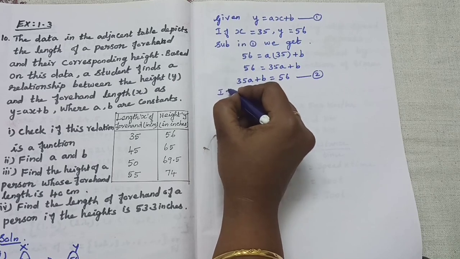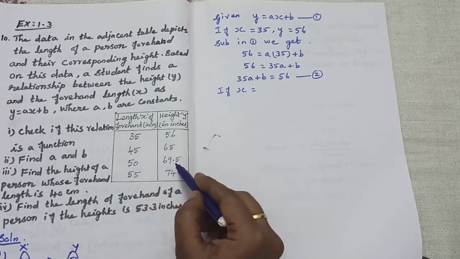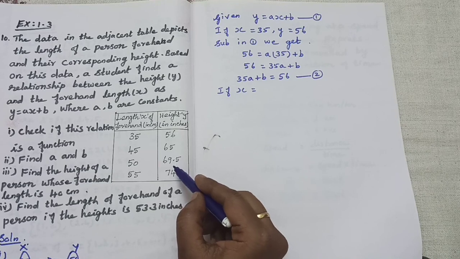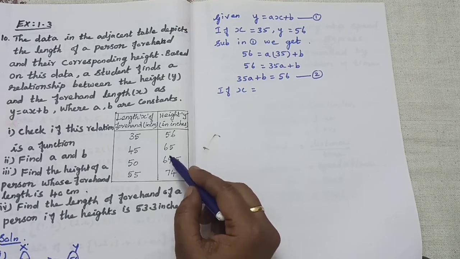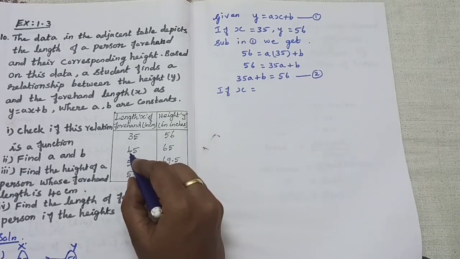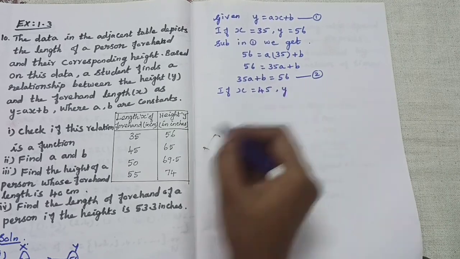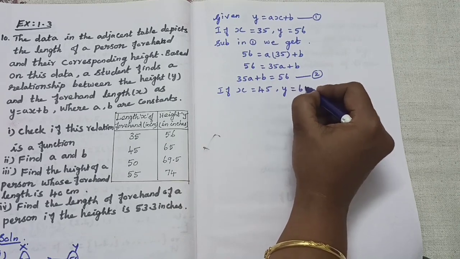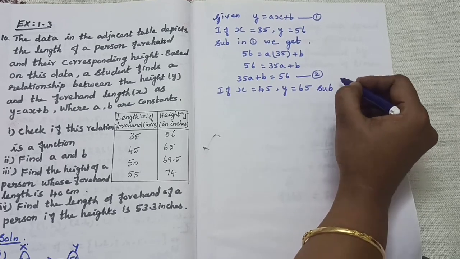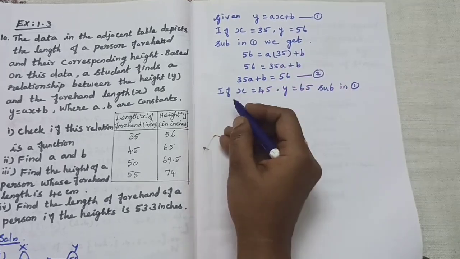Like that, we have to choose the second pair. The third one also we can select, but here 69.5 is there. A decimal is given, so the calculation would be difficult for you. So these two we have to select. Length of the forehand is 45, x is 45, and height y is 65. Substitute these two values in equation number 1.